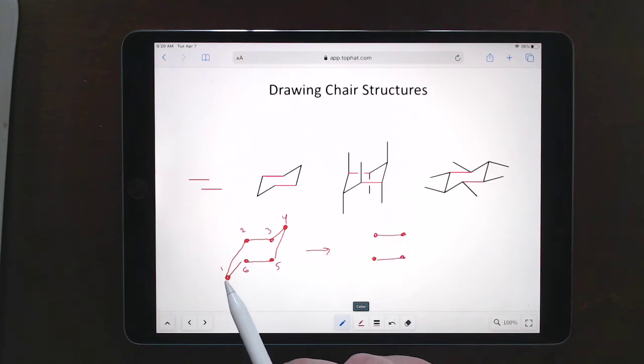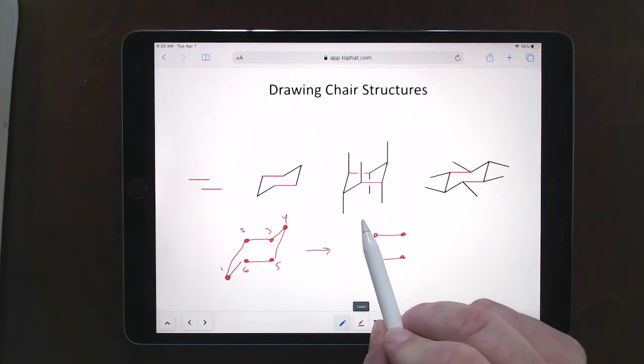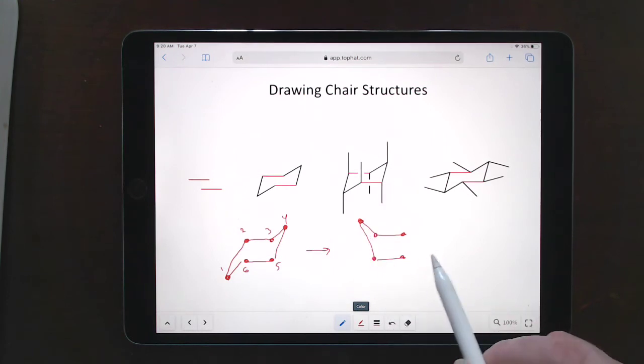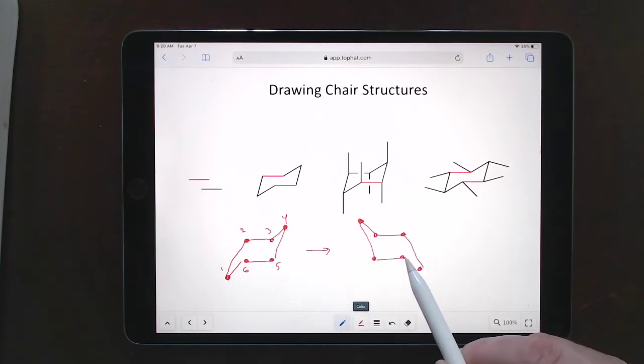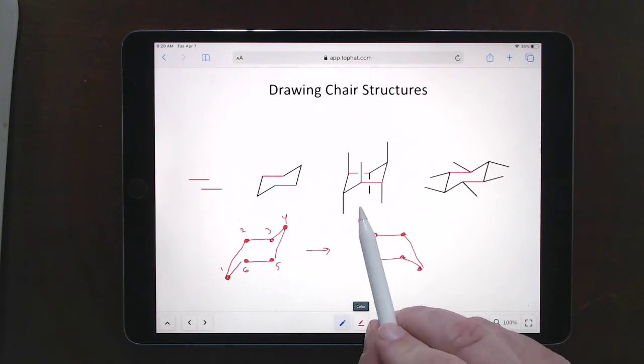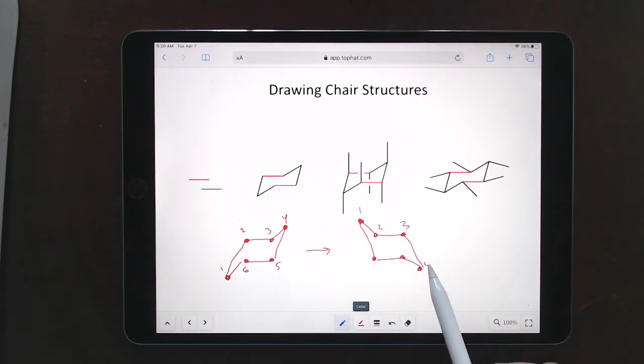Now all you do is this one, instead of being down, you put this up, and 4, instead of being up, it's down. Voila, you've done a chair flip. Okay, and so 1, 2, 3, 4, 5, 6. That's the easiest way I found to do it. You can get all fancy if you want to, but when you're starting out, that's how I usually teach it.